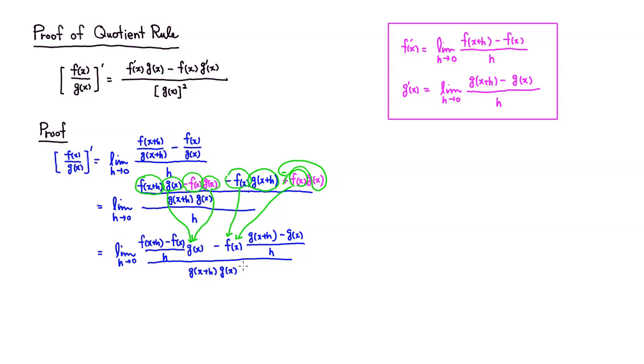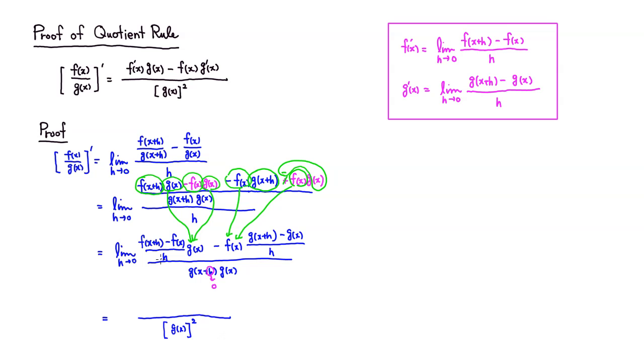Then we're almost there. We're taking a limit as h approaches 0, so on the bottom this g of x plus h goes to g of x, and you have g of x times g of x, which is g of x squared. We're assuming that these functions are continuous because they're supposed to be differentiable. Differentiable implies continuity. So this one approaches g of x, and you have two of them.